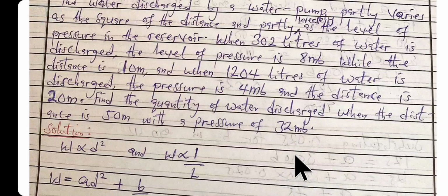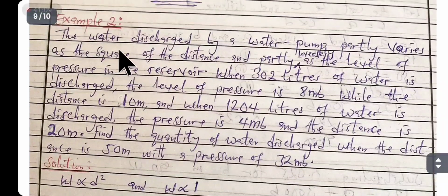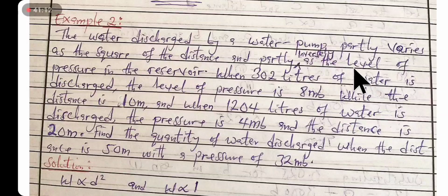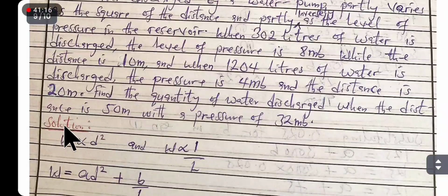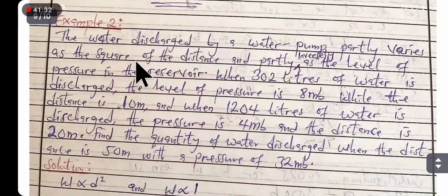Find the quantity of water discharged when the distance is 50 meters with a pressure of 32 MB. All right, if you look at the question very well, you discover that the water discharged by a water pump partly varies as the square of the distance, and partly varies inversely as the level of pressure. So the level of pressure is what we are using as L.